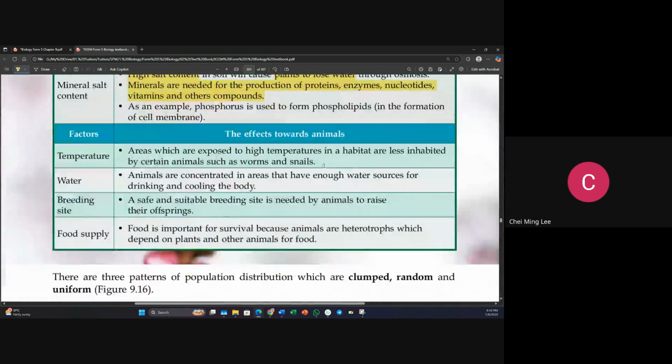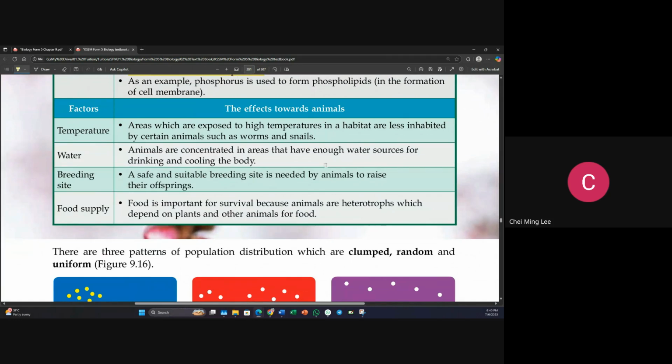Now, let's see the effect on animals. In terms of temperature, high temperature areas are less inhabited by certain animals like worms and snails, because worms and snails need hydrostatic pressure to maintain their shape, so they need water. Dry areas lose water fast. Now for the water factor, animals are concentrated in areas that have enough water. Why? They need it to drink and cool the body.